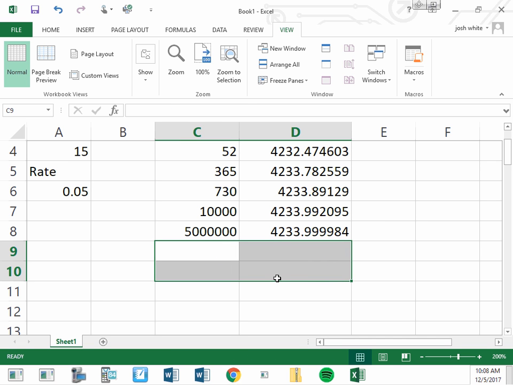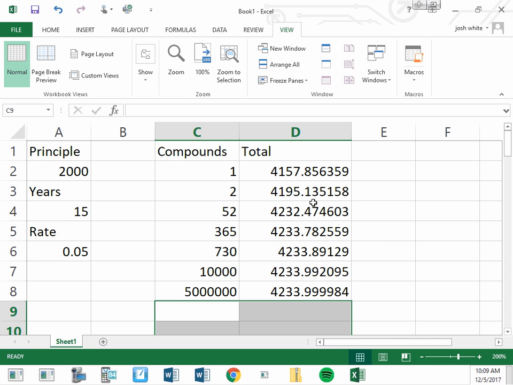So you can see that eventually compounding more often doesn't help that much, right? The difference between once a week and once a day is just over $1, like $1.30. And the difference between once a day and 5 million times is like $1. So you can see that there's an upper limit, right? No matter what numbers we put in, are we ever going to get $5,000? No. What does it look like we're approaching?